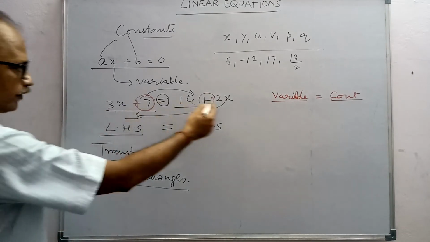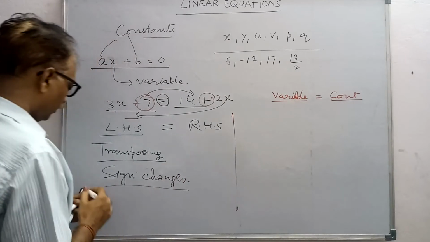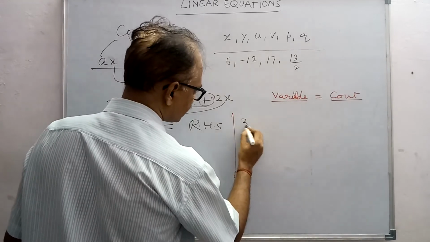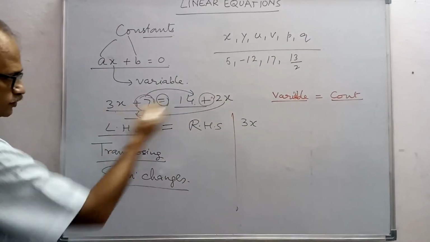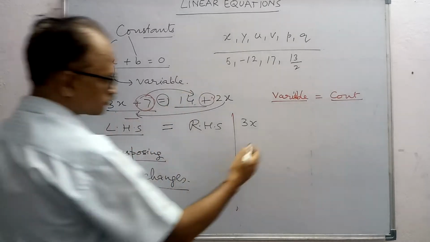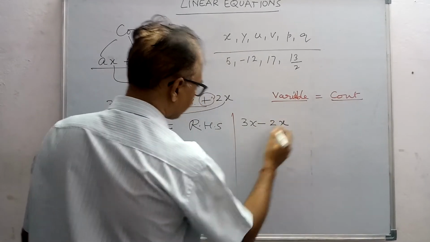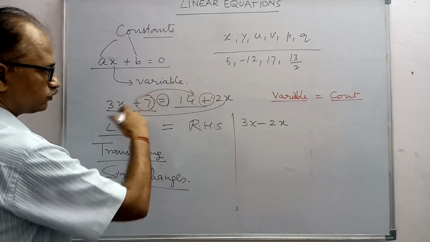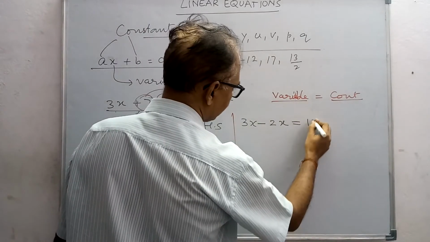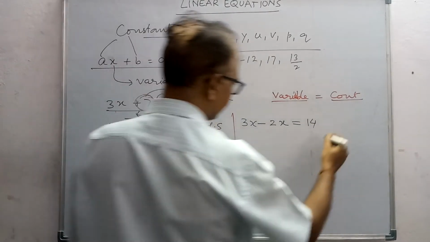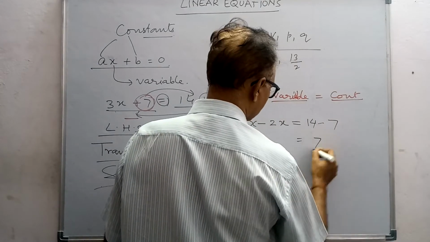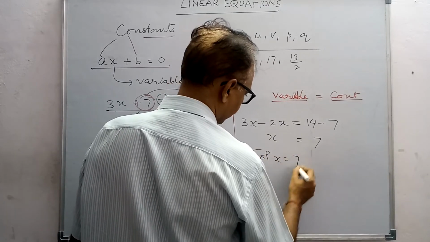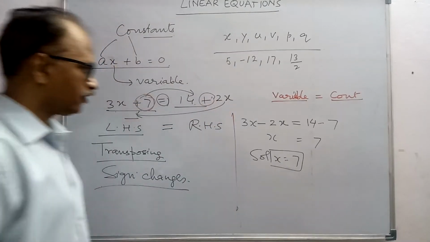Now to solve this equation, first thing is 3x. 3x is not transposed, so you will write 3x as it is. But 2x is transposed, so its positive sign becomes negative when it comes this side: minus 2x. And 14 is not transposed, so 14 will be as it is, and 7, which has a positive sign, becomes minus 7 when it goes that side. So 14 minus 7 is equal to 7, and 3x minus 2x is equal to x. The solution is x is equal to 7. This is the solution of this linear equation.